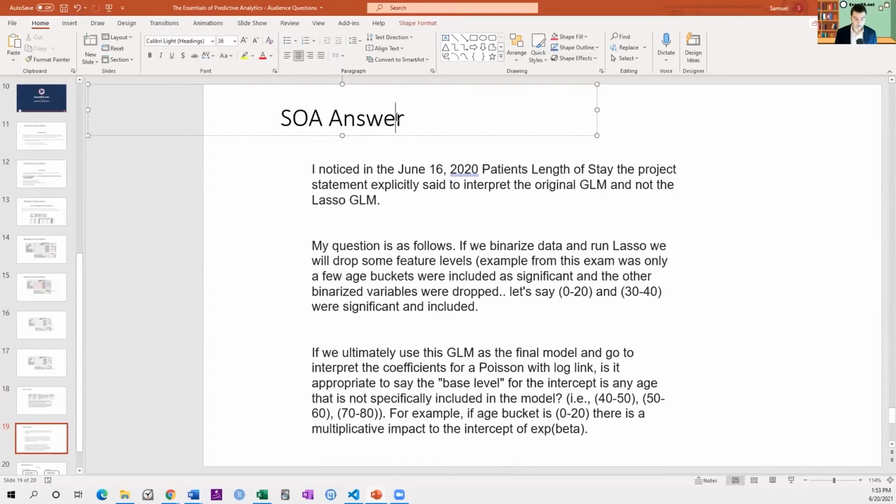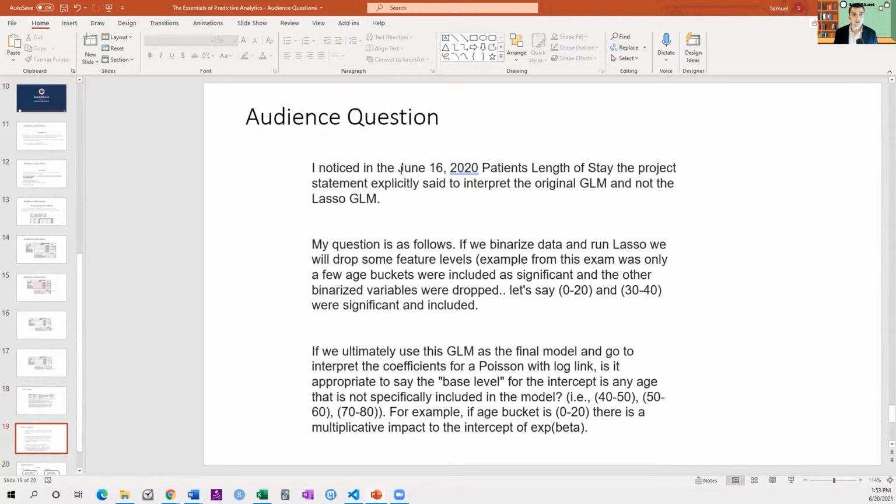So this is another question, another audience question. I noticed that in June 16, 2020, patient's length of stay, the project statement explicitly said to interpret the original GLM and not the Lasso GLM. My question is as follows.